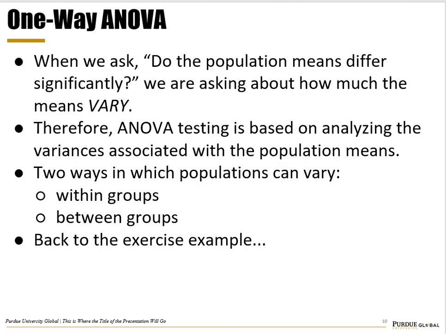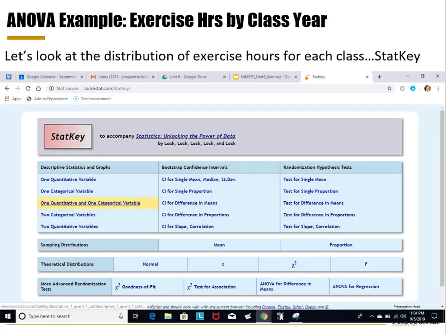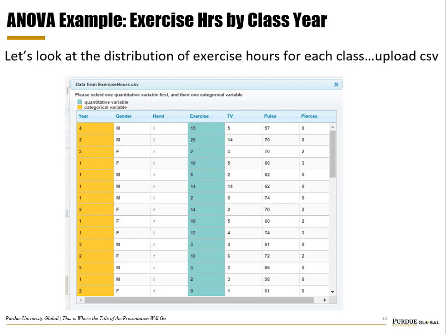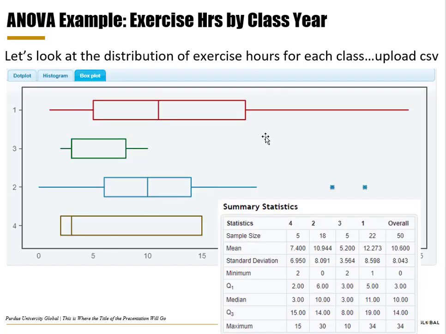Okay, so if we go back to the exercise example, we can talk about how to do it. Let's look at the distribution of exercise hours for each class in StatKey. So you've got the one quantitative and one categorical variable thing there. You click there and then you choose those two things. And then you can run some summary stats on them and see what's going on.